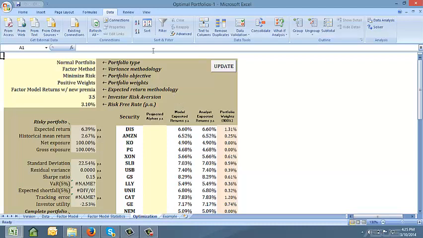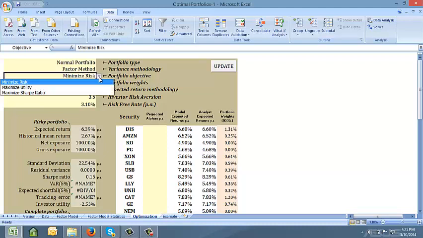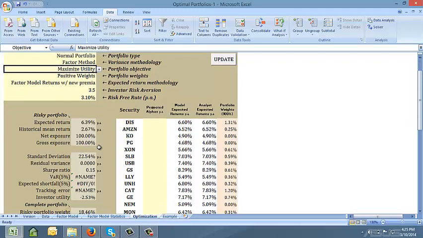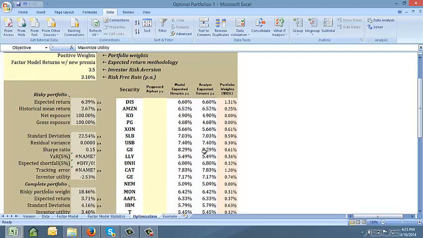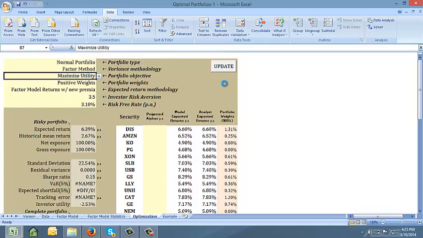First off, we'll go through here. Again, normal portfolio with positive weights using the factor method. Optimal portfolio means maximum utility. We're also going to constrain the gross exposure to 100%. And then I think that's it. Oh, and then we need to constrain these right here. So let me update this first.